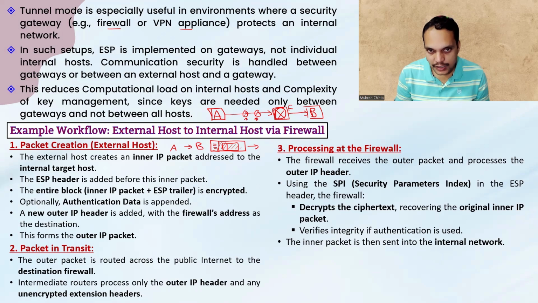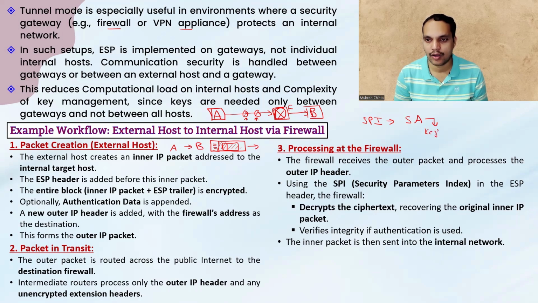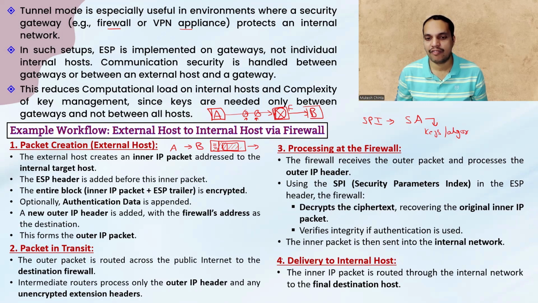The third one is, this packet now reaches firewall F. The firewall receives the outer packet and processes the outer IP header. In this outer IP header, once again, you see the SPI, the security parameters index. It will read the security parameters index and understand which security association this packet belongs to, and then it will select the appropriate keys and algorithms to decrypt this. It will decrypt the ciphertext, recovering the original internal IP packet. It will read it, check the integrity, and if everything is okay, the final thing is that it will deliver this internal packet to B.